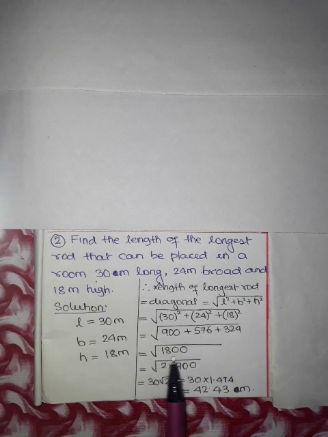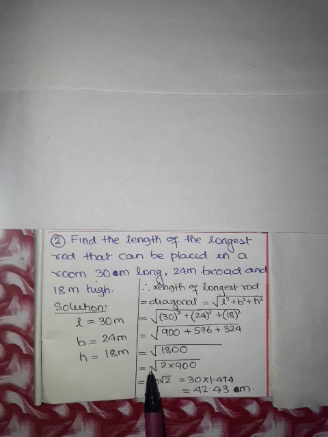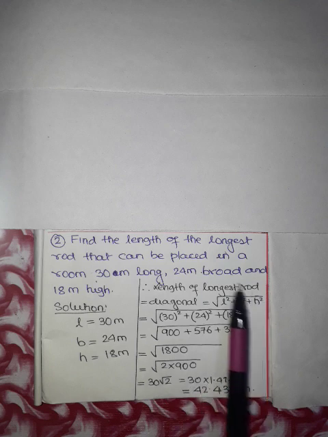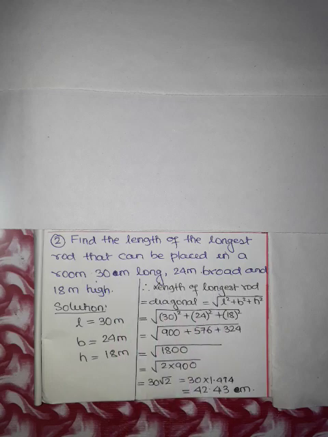1800 means 2 into 900, and this is within the root sign. So the square root of 900 is 30 and root over 2 is there. The value of root 2, as I've already told you, is 1.414. So if you multiply 1.414 by 30, you will get 42.43 meter. That will be the longest rod that can fit within the cuboid of the given dimensions.